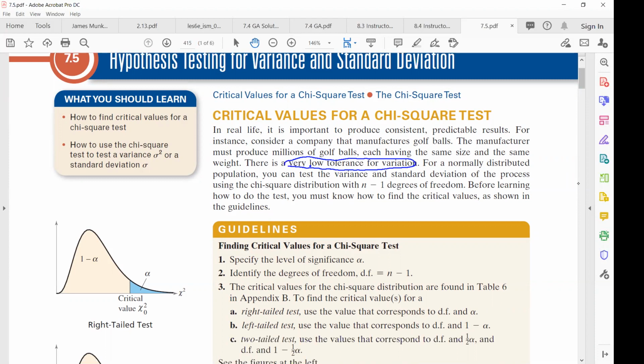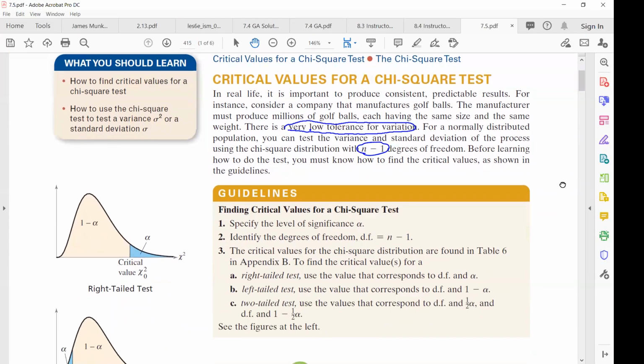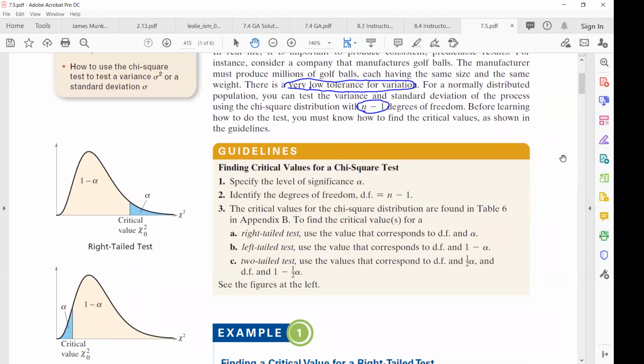using the chi-square distribution with n-1 degrees of freedom. Before learning how to do the test, you must know how to find the critical values. Very well. Let's take a look at the guidelines. Finding critical values for a chi-squared test.